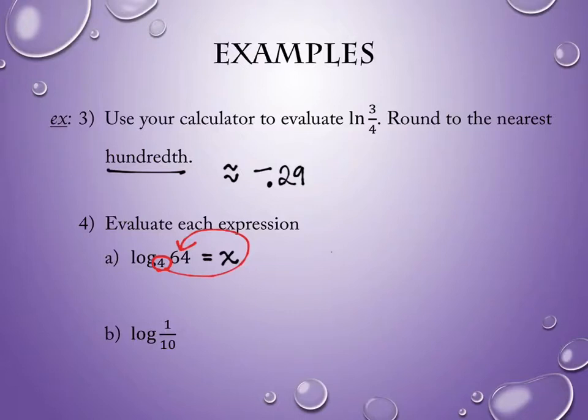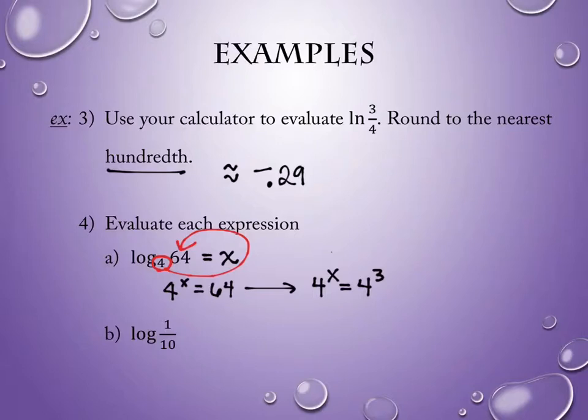So somebody tell me how I would rewrite this in exponential form. Four to the x, yep, equals 64. Okay, is everybody good with that? Here's the cool thing. 64 is 4 to a power. Four to what power is 64? Play with your calculator. What is it? 3. It's just 4 cubed.